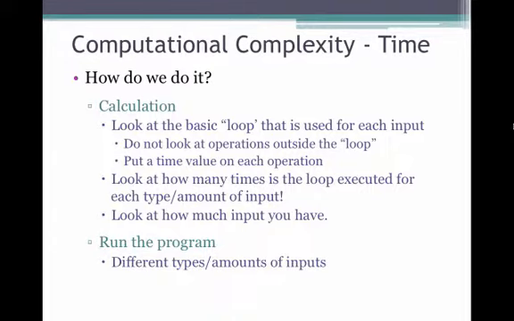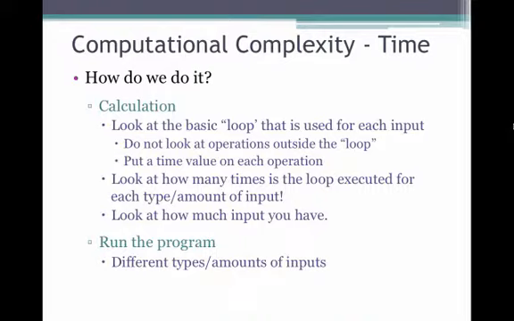How do you figure out what the time complexity is? Well, there are two ways to do it. One is that you can do a calculation. You can look at the basic loop for each of the algorithms, or the basic recursive function. You can count the number of operations that occur in each loop or recursive function, and put a time value to that, and then figure out how many times the loop is run.